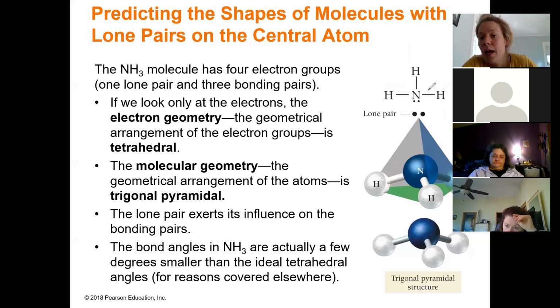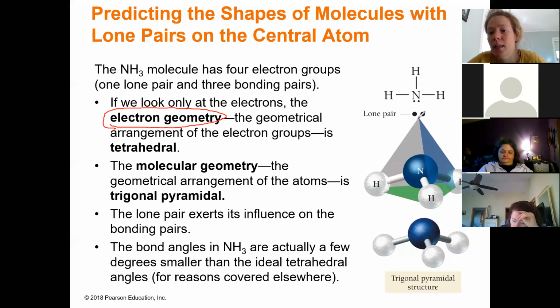So counting up the total number of electron groups, whenever we're calculating electron geometry, just count the electron groups. So I've got one here, two, three, and then the lone pair does count as an electron group for four. So we would say the electron geometry is tetrahedral. That's nothing new. The molecular geometry, though, is going to be different because of this lone pair of electrons.